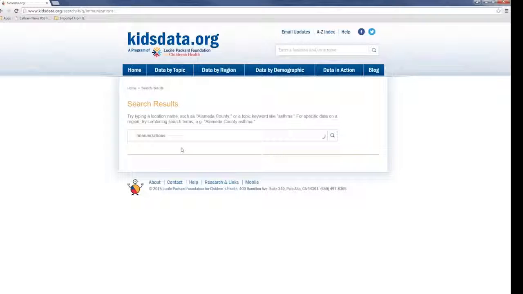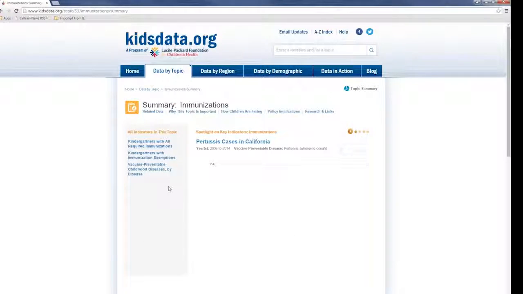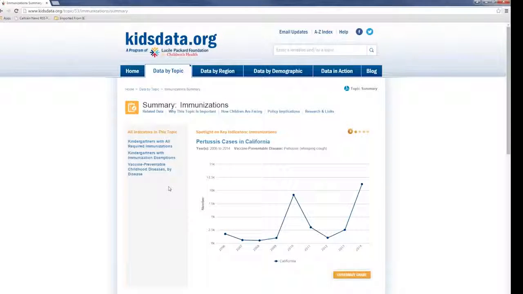And this will provide a list of indicators available as well as summary information for this topic. So in this topic, Kids Data provides a wide variety of data, including the number and percentage of kindergartners with all required immunizations and those with immunization exemptions for the 2014 and 2015 school year, and this is provided for every county and school district in California. And in addition, you can find an indicator unique to kidsdata.org, and this is the incidence of vaccine-preventable childhood diseases, including pertussis, measles, and mumps in each county in California. And this is thanks to a data partnership with PRB.